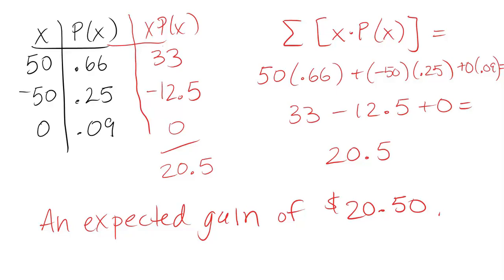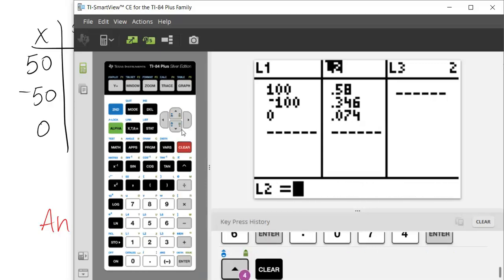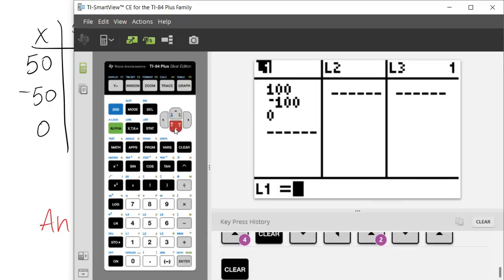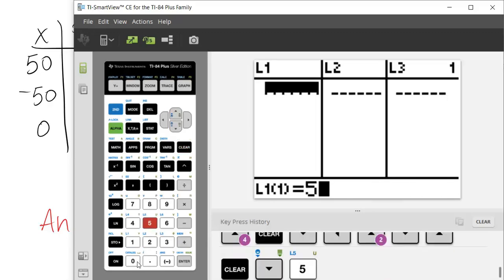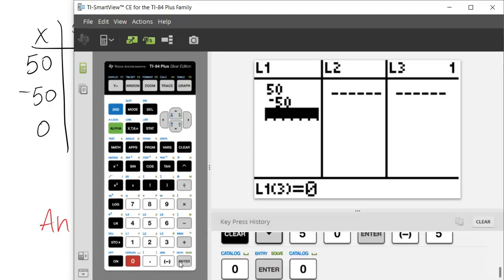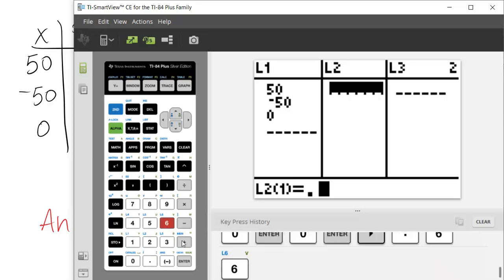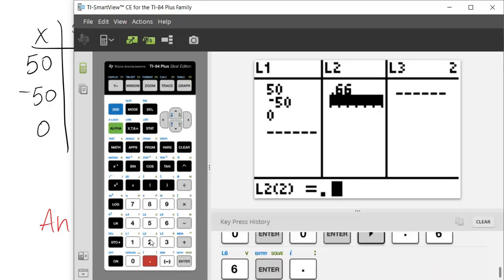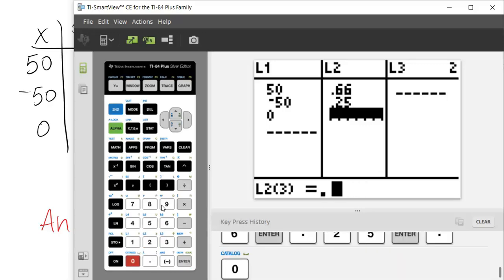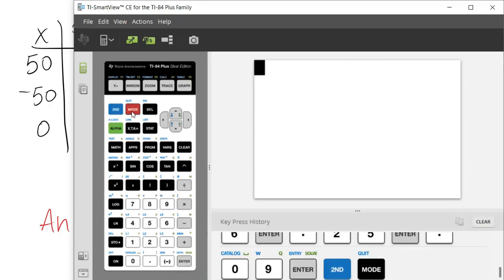And of course the third option is to use the calculator. And since I've demonstrated with the newer operating system twice, let me do this example with the older operating system. I go to my lists, clear them out. I'm going to enter the values of the variable in L1. Make sure you use the little negation key for negative 50. I enter the corresponding probabilities in L2. I quit back to the main screen with second and the mode key.